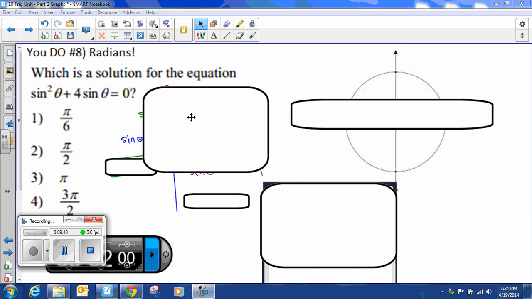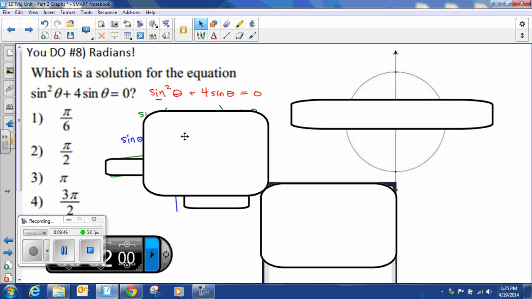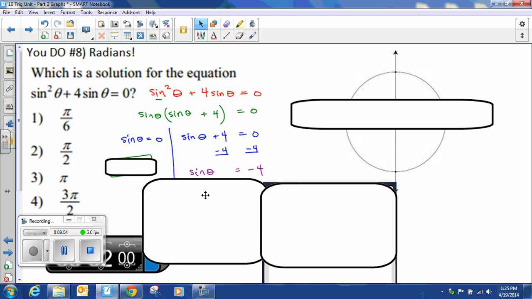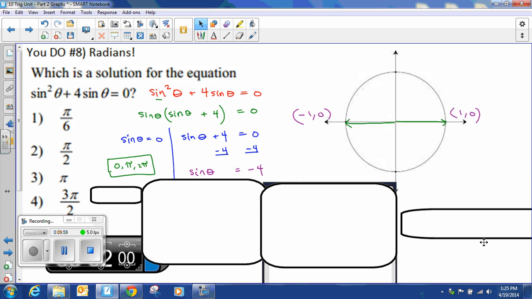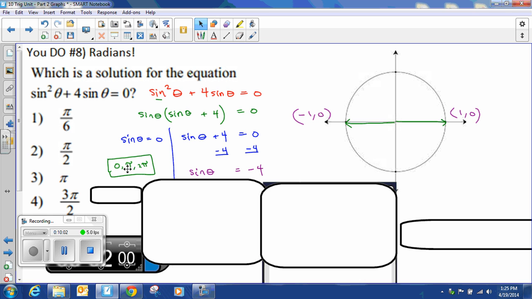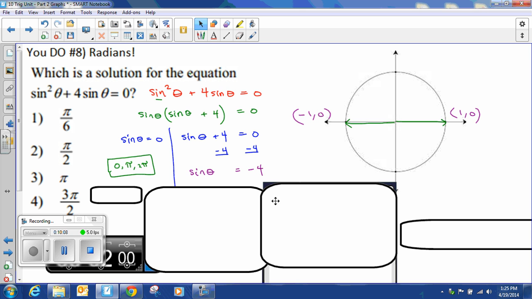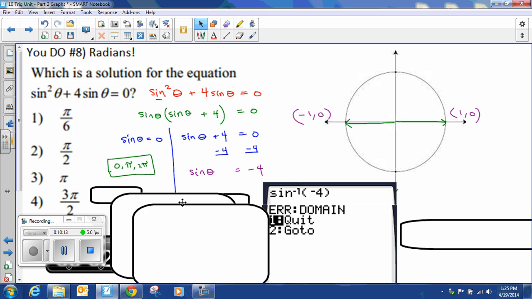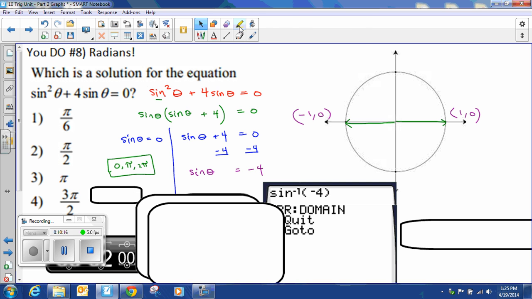All right, here's another one in radians. We need to factor sine squared theta plus 4 sine theta equals 0. As you can see, sine theta equals 0. The other side, sine theta equals -4. We know that sine theta equals 0 in these locations, 0, pi, and 2 pi radians. And we need to use a calculator for this. It does not exist, so we look under our answer choices, and pi is our answer.